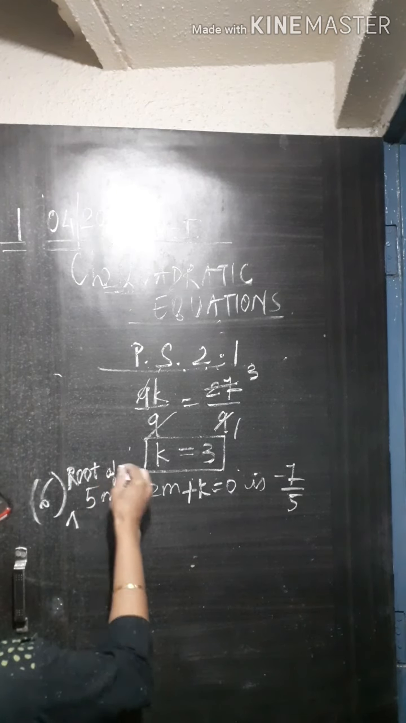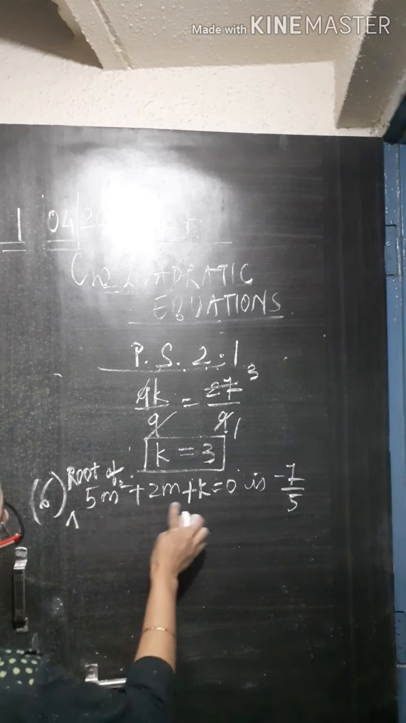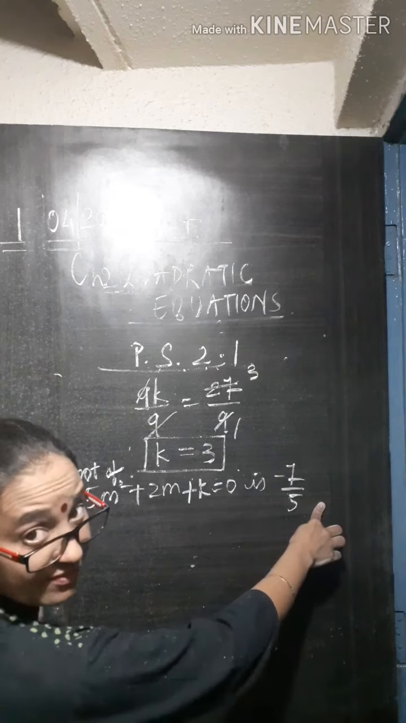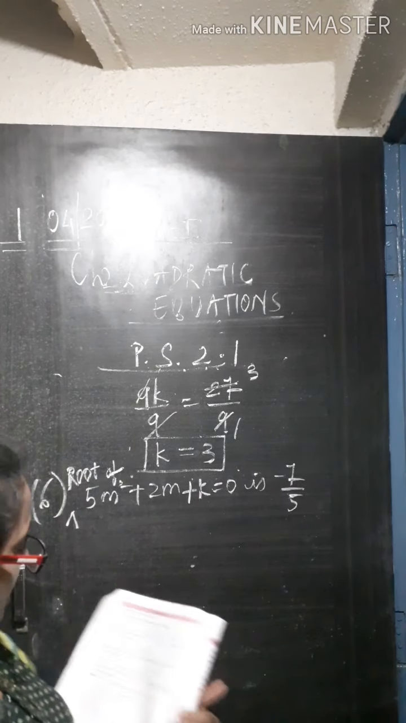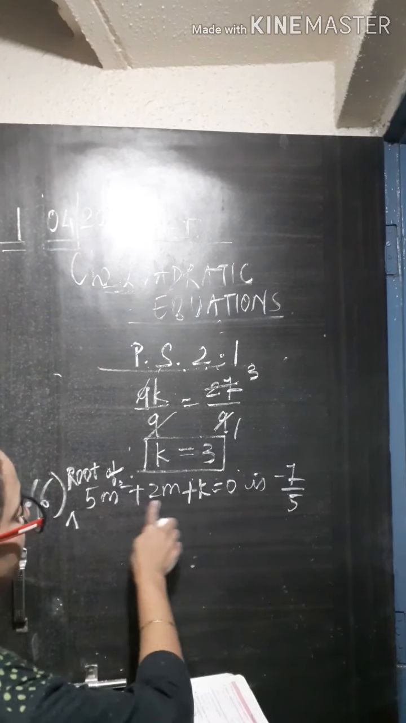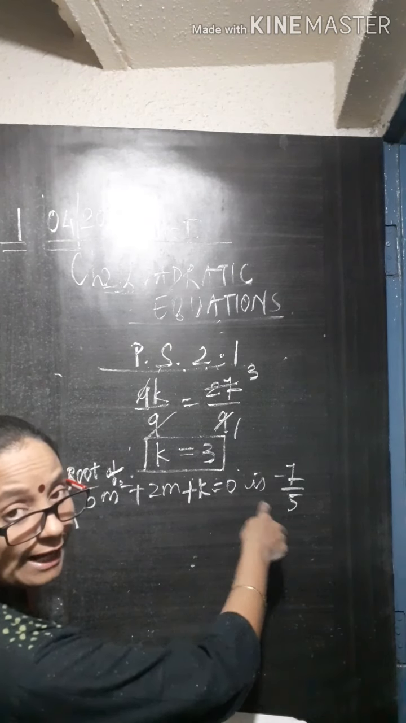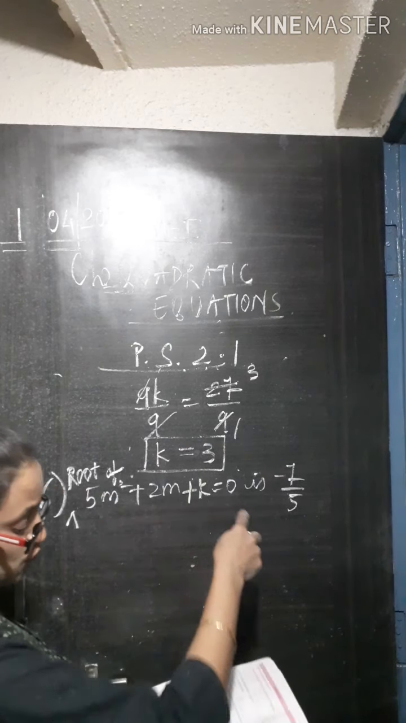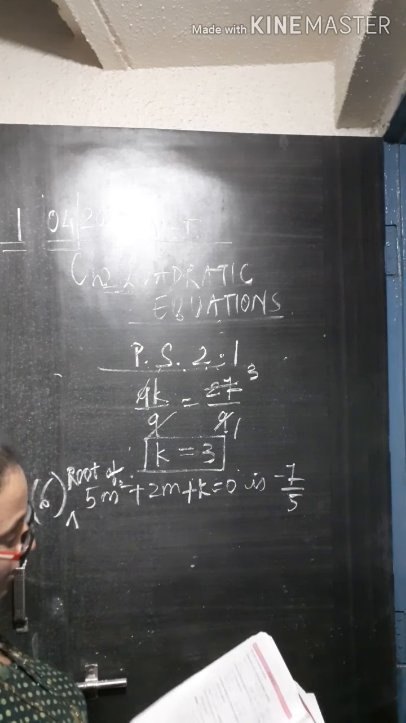Root of 5m square plus 2m plus k equal to 0 is minus 7 upon 5. That means it is a root and it satisfies the equation. So once again what we are going to do? Put the variable m equal to minus 7 upon 5 in the given equation. Right? So again we have to find what?